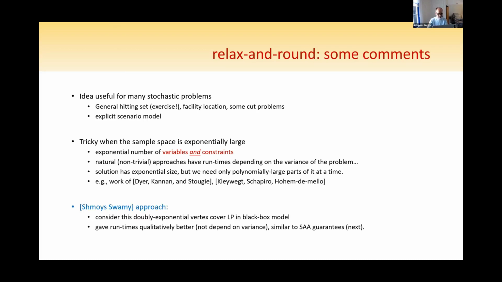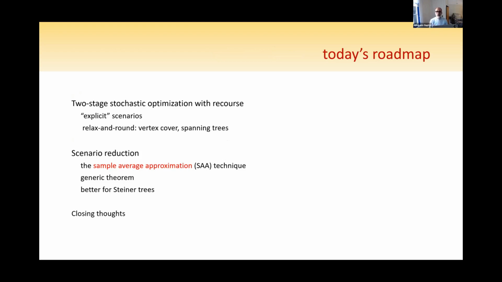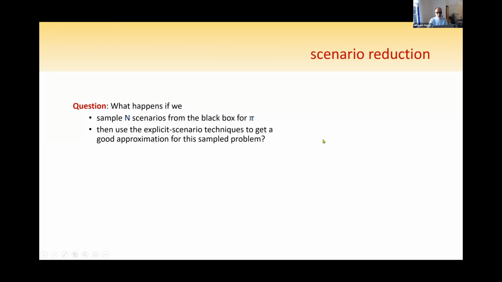And there was an approach given by Shmoys and Swamy, which is kind of nice and specialized to stochastic optimization. But let me give you a somewhat general theorem that will be useful here. So we said, the explicit scenarios, what if there are n scenarios given up front? How can we solve this? Well, we just relax and round, right? But what happens if you had just a black box or something?